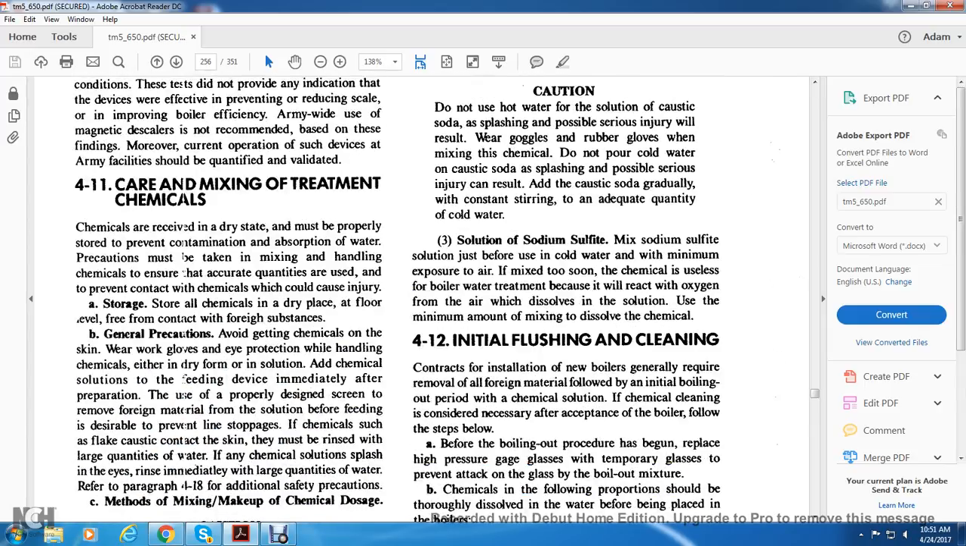411. Care in mixing of the treatment chemicals. If the chemicals are received in the dry state, they must be properly stored to prevent contamination and absorption of water. Precautions must be taken with the mixing and handling of chemicals to ensure the accurate quantity of their use. Prevent contact with chemicals which could cause injury.